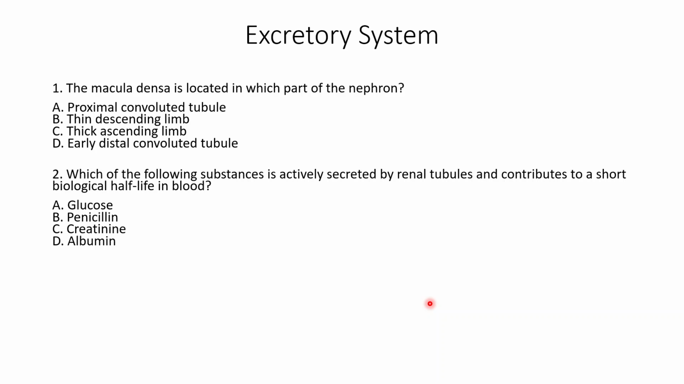Albumin is a very important protein in the blood, and it should not be secreted by the renal tubules, right? Because it's a very large protein, so it should not be found in the urine. You should not have albumin in the urine. Ideally, that could be a sign of proteinuria or something, right? It could be some incorrect reabsorption or permeability of the Bowman's capsule.